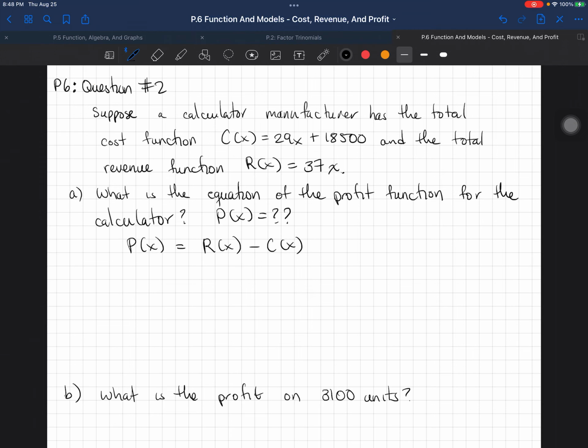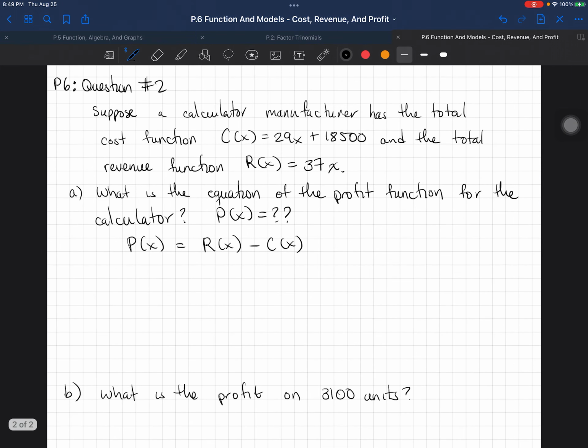So in question 2, they ask us to suppose a calculator manufacturer has the total cost function given as C of x equals 29x plus 18,500, and the total revenue function is R of x equals 37x. The question is, what is the equation of the profit function for the calculator? So they're asking us for what is the P of x.